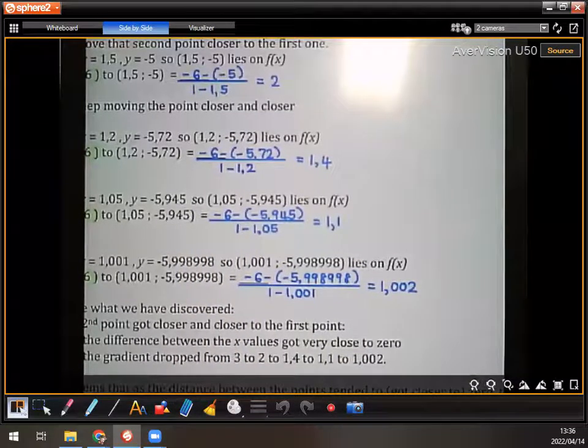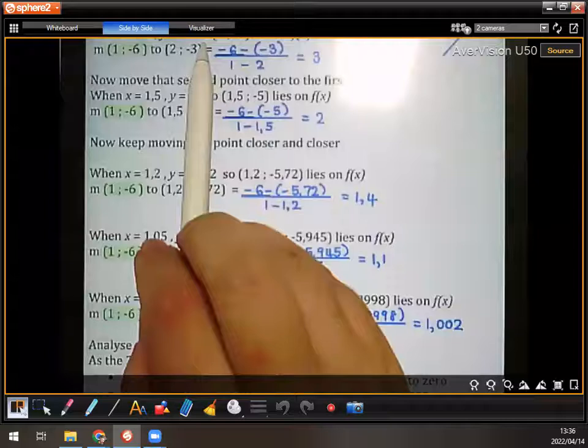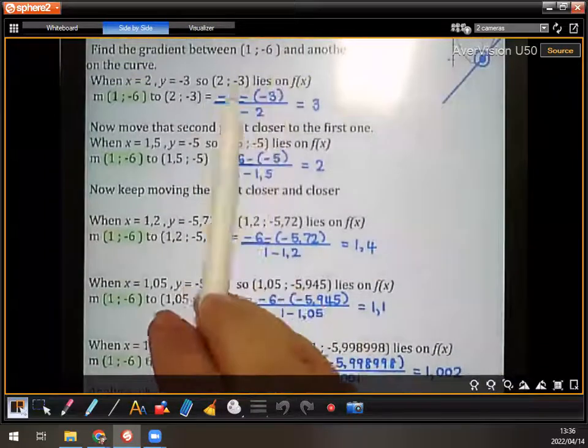Then when I'm going even closer, remember the point that we're trying to find the gradient at, the point that the tangent is at, is 1, negative 6. So guys, what I want you to notice is that each point that I'm choosing is closer to that point, closer to 1, negative 6. We started with a point 2, negative 3, right?